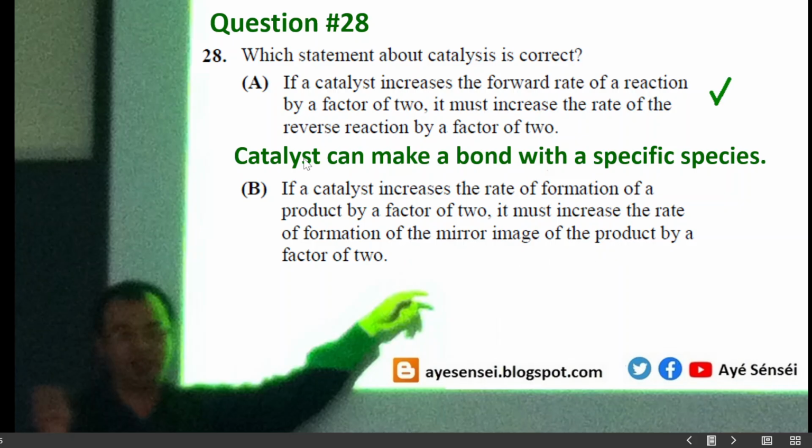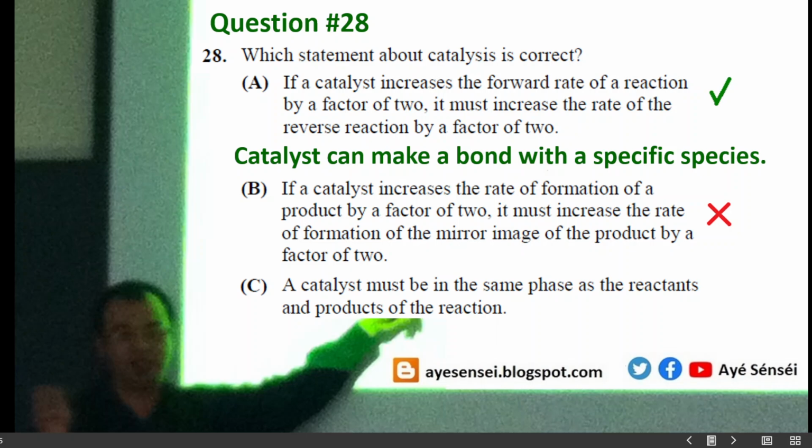Yeah, but a catalyst is very specific because it makes a chemical bond with a specific species. So specific species here refers to the arrangement of the molecule as well. So the mirror image and the original product are considered two different species here. So it means that statement B is wrong.